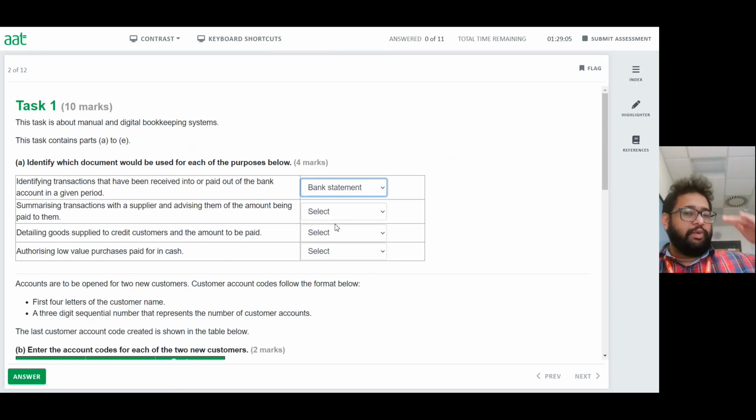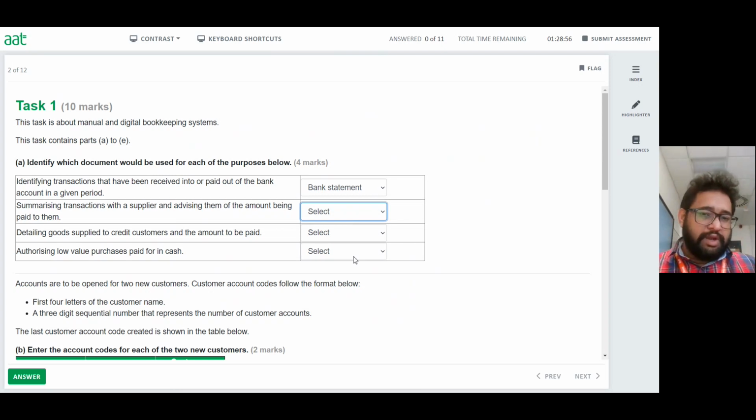Okay. Next one is summarizing the transactions with the supplier and advising them of the amount being paid to them. So we are looking at why we pay the money to our supplier. We will send them a remittance advice. We're going to confirm that information with our account statement, with our purchases ledger or your payables ledger, and then you're going to decide which one we're going to pay for that individual supplier. So we're going to say that's a remittance advice.